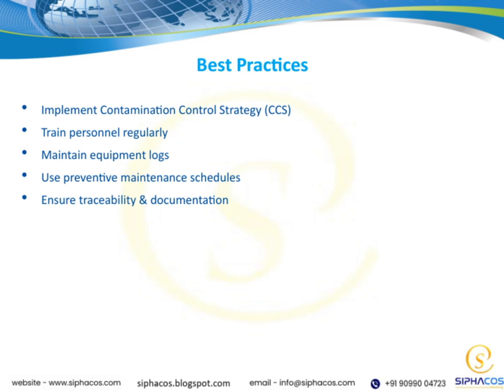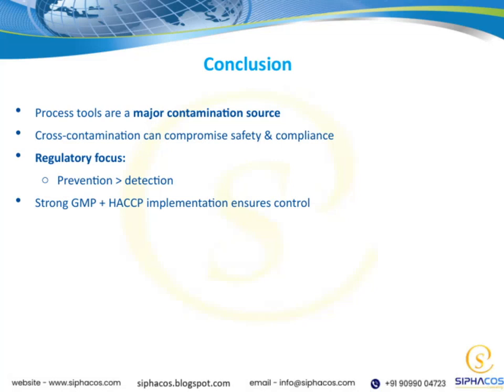Finally, ensuring traceability and documentation across all processes creates a clear record trail. This not only supports compliance audits, but also helps us continuously improve our contamination control measures. All of these practices, when integrated, strengthen our overall strategy and help us maintain a high standard of quality and safety throughout our operations.